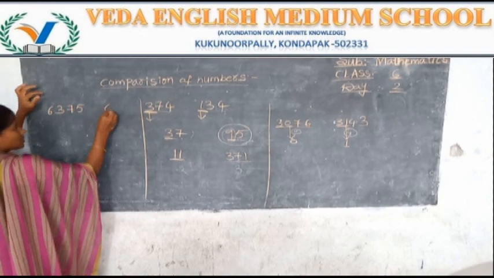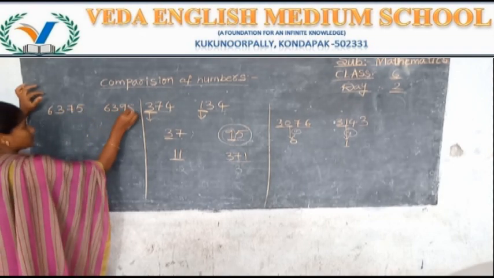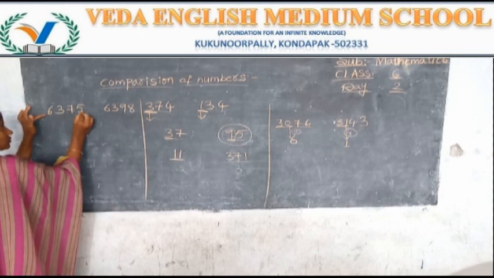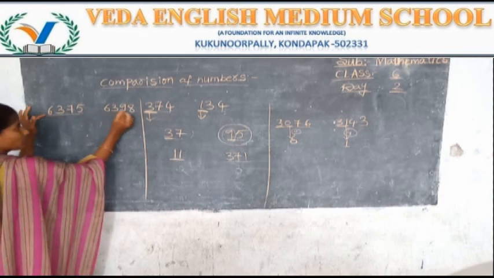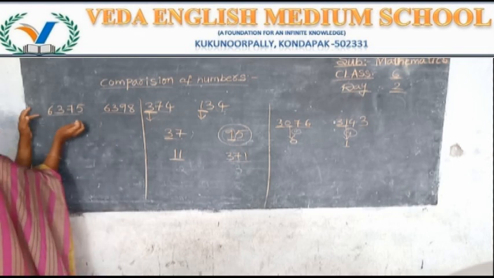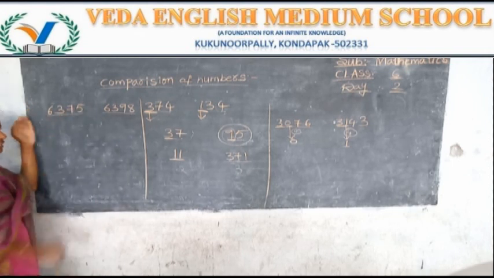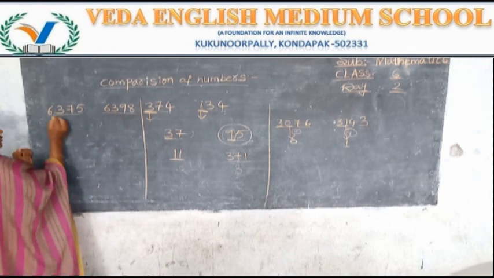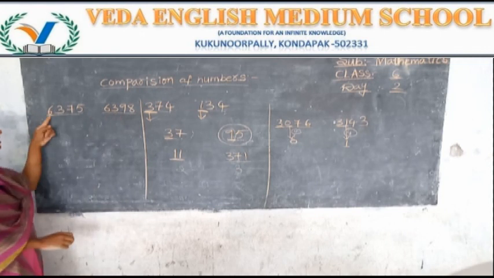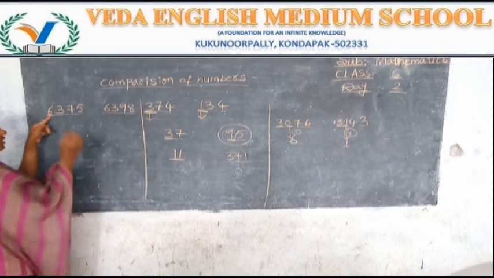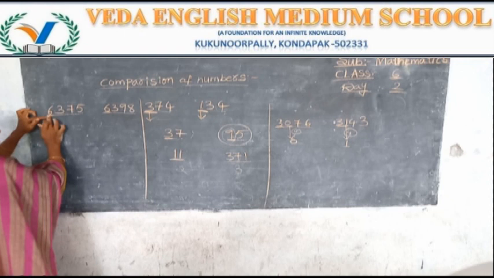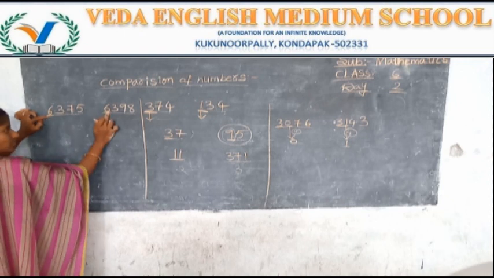6375, 6398. Now 1, 2, 3, 4. Here we have 4 digits. 1, 2, 3, 4. Here also we have 4 digits. It is a 4-digit number. It is also a 4-digit number. If the digits are equal, then what do you have to do? You have to compare the first number. What is the first number here? 6. Now compare the next number. What is the first number here? 6. Here also the first number is 6.